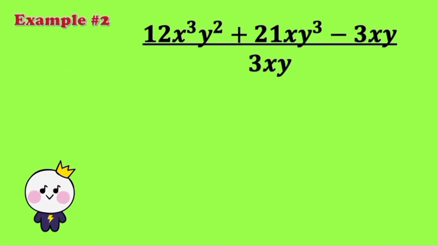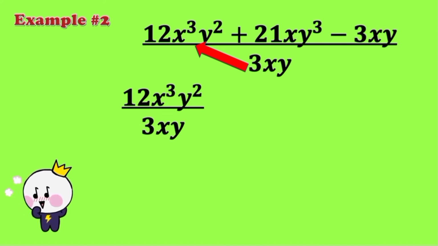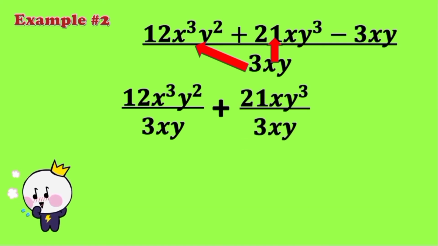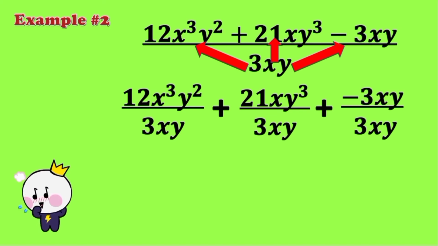Example number 2. 12x cubed y squared plus 21xy cubed minus 3xy divided by 3xy. Now let's divide the first term. 12x cubed y squared divided by 3xy. Let's divide the second term. 21xy cubed divided by 3xy. Now let's divide the third term. Negative 3xy divided by 3xy.